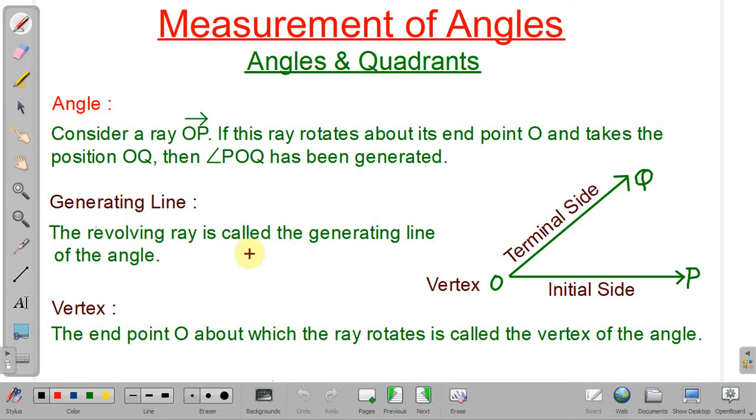Then what is the generating line? See, the revolving ray is called the generating line of the angle, and the point O is the vertex about which the generating line rotates.